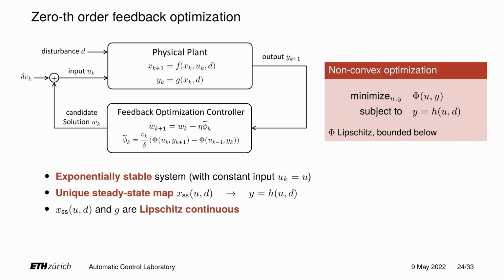Okay, so that's how the interconnection would look. The interconnection would look like the physical plant that I described before. And you see the assumptions here are kind of similar. We want this plant to be exponentially stable. Notice that now we are in discrete time here, because the zeroth order method really needs to be defined in discrete time. We need this physical plant to have a unique steady state map. Okay, that was common before as well. And the output function is also Lipschitz continuous.